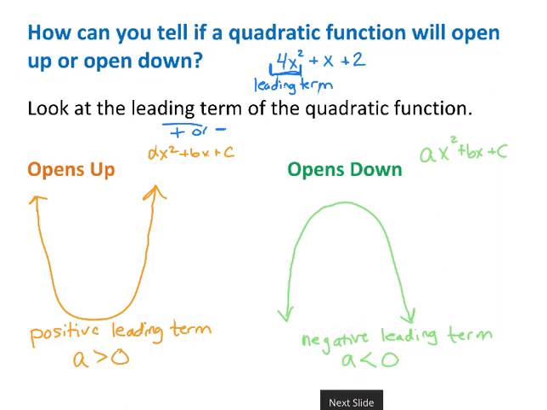I'm going to go on to the next slide, so if you need more time, go ahead and, you know what, let's do an example really quick. So looking at this example I first put up, the 4x squared plus x plus 2, would that example open up or open down? Since our leading term is positive, it would open up. Now I'm going to go on to the next slide.